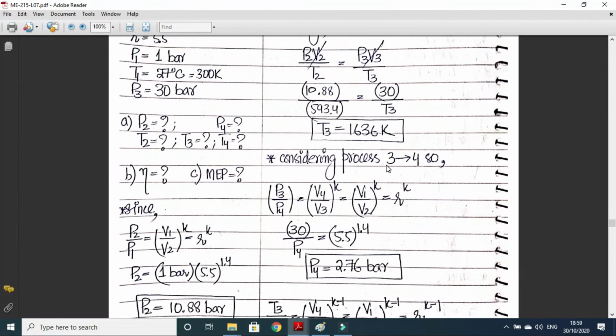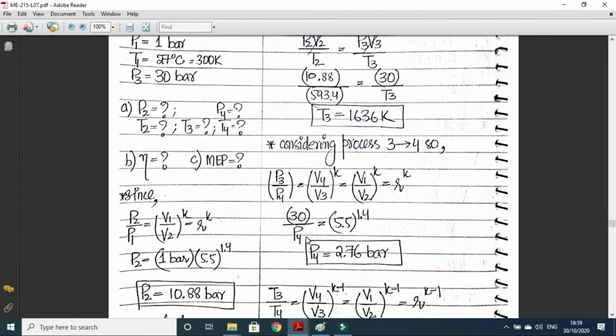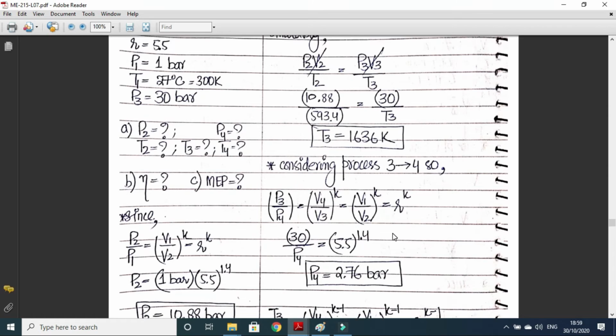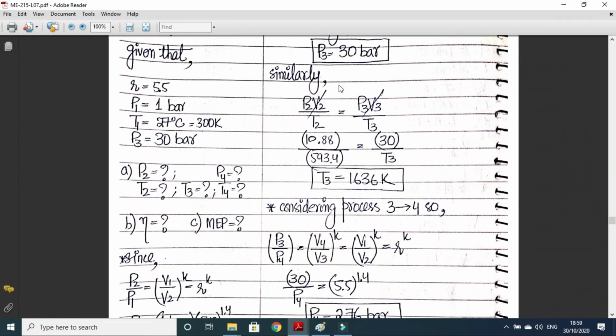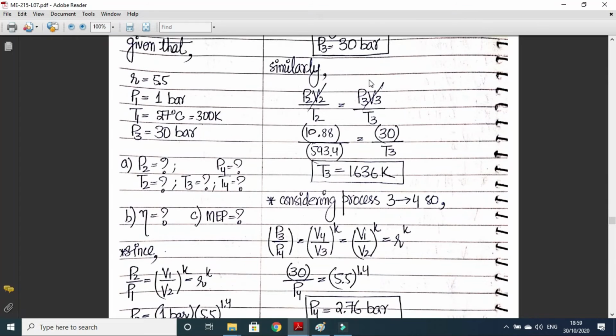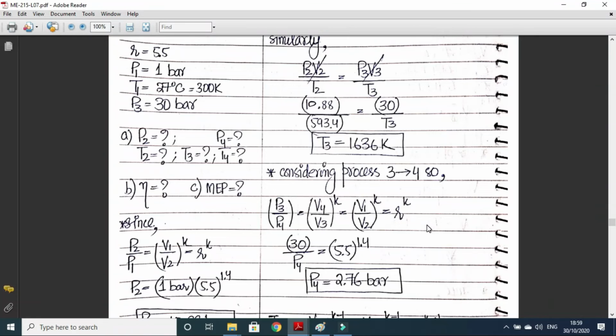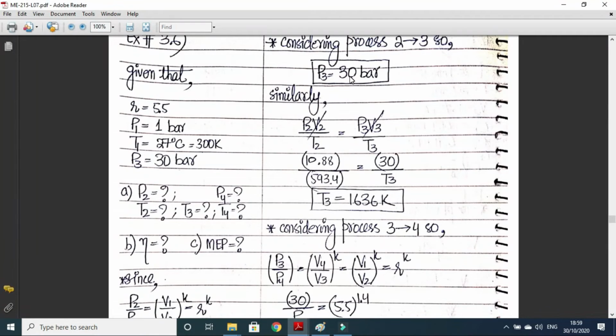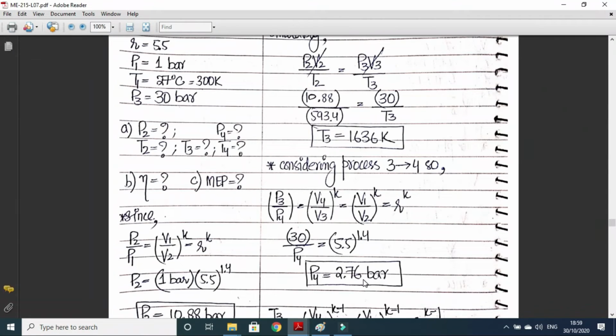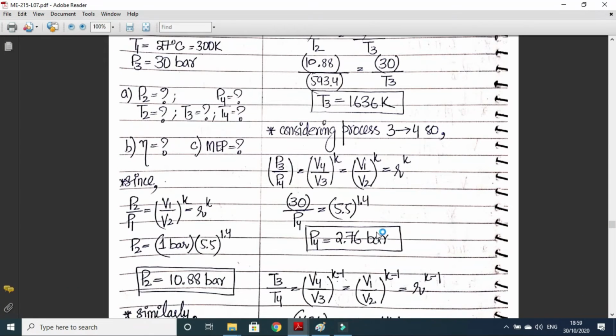Now we can use the isentropic relations on process 3 to 4. P3 upon P4 is equal to V4 upon V3. V4 is equal to V1, V3 is equal to V2, and V1 upon V2 is R. So now P3 is given, we can calculate P4. You can also confirm that P4 should be less than P3, because P3 is the highest pressure and 3 to 4 is the expansion process. When you have the expansion, pressure will drop, so you cannot get a value greater than 30. Since the pressure value is less than 30, the value is correct.